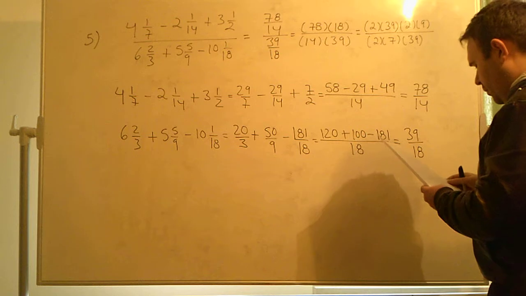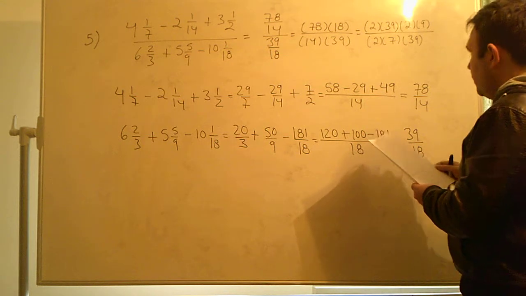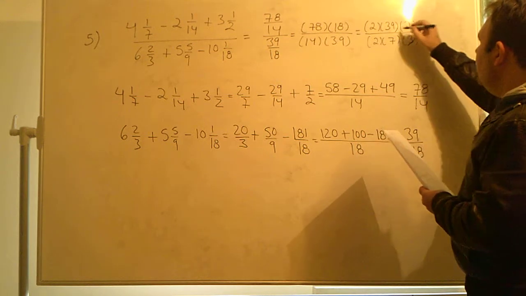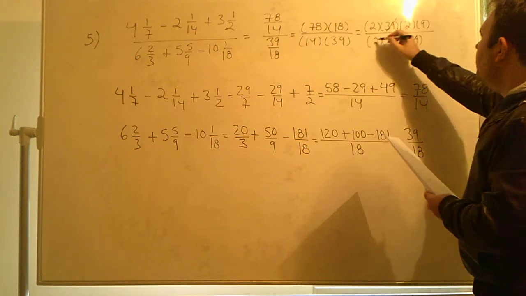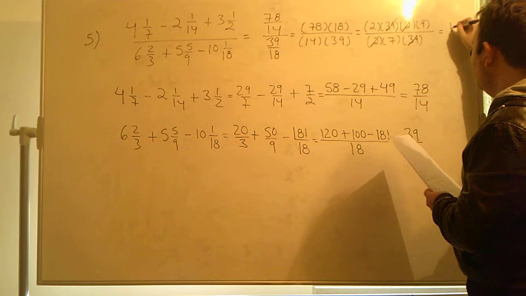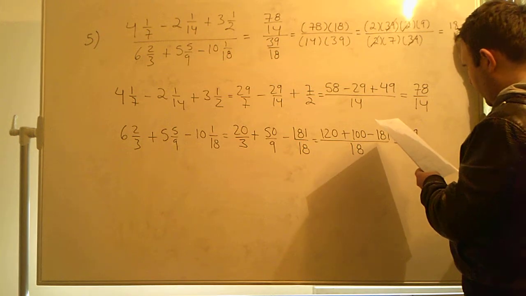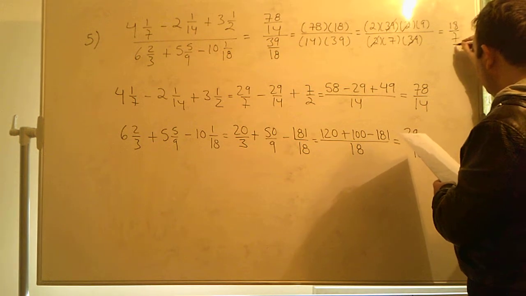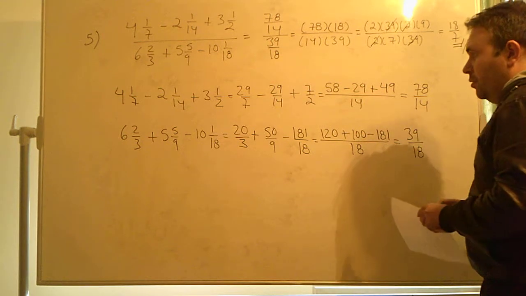Okay, so 39 divided by 39 is 1, and 2 divided by 2 is 1, so the final result would be 18/7. This would be the final result.